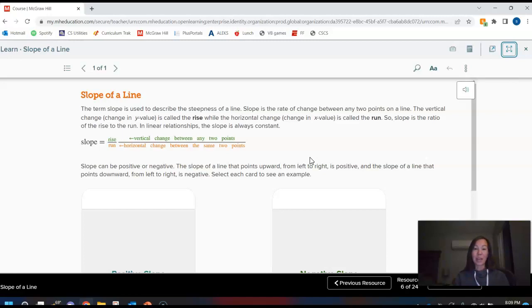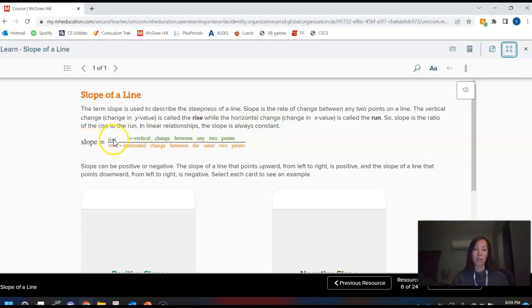slopes here. But again, we said it's the rate of change between any 2 points on a line. So the vertical change, or the y change, is called the rise, while the horizontal change, or the change in x, is called the run. So another way to think of slope now is the ratio of the rise to the run. And again, in linear relationships, the slope is always constant.